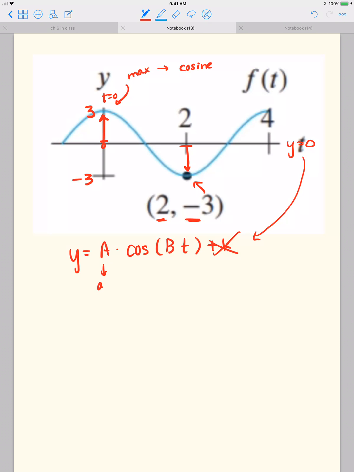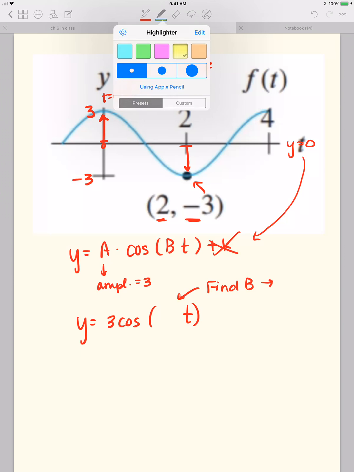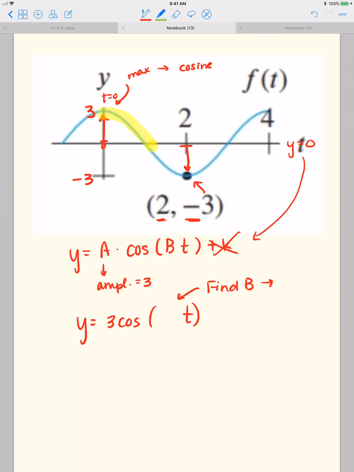So the amplitude here has a value of 3, and it's going to be a +3 out front because it was a positive cosine graph. So we have 3 cosine and then some horizontal stretch or compression, the b value that we have to find. So from the graph, we can follow where it starts for one complete cycle and see that it has a period of 4.